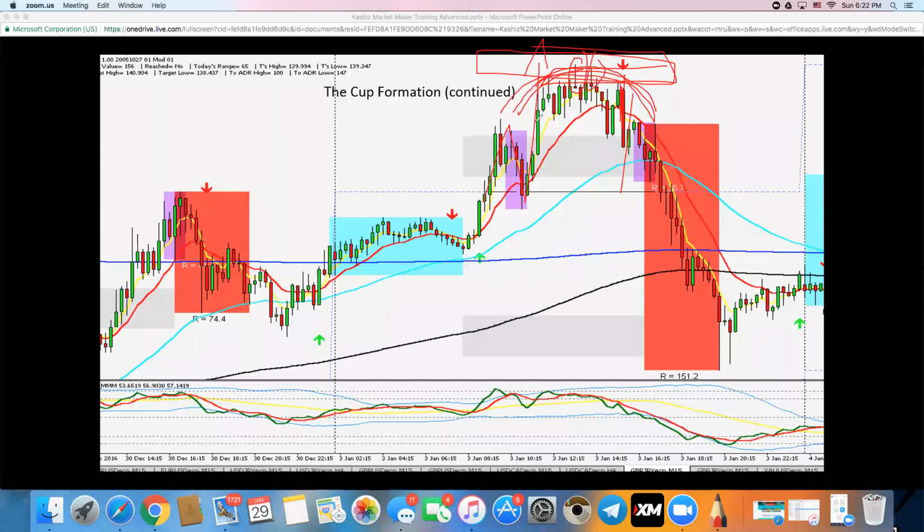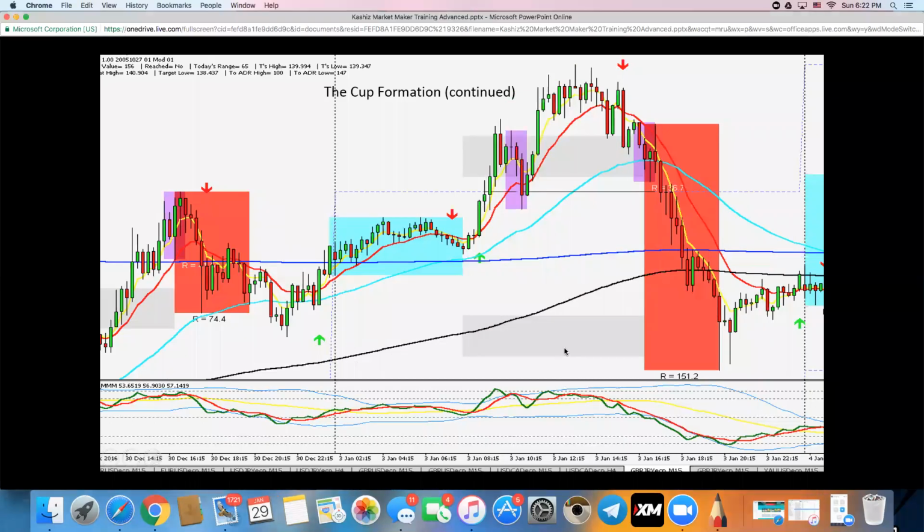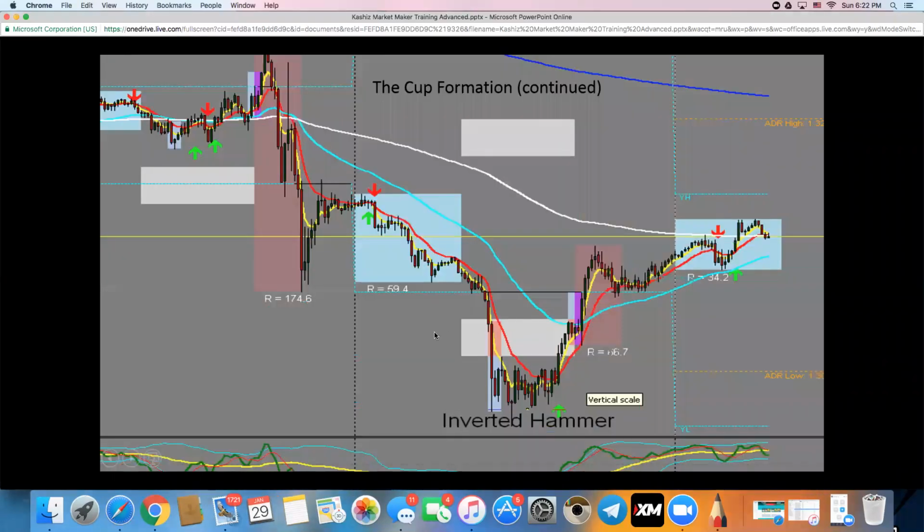I'm showing the cups and the formations right now. This is a cup formation right here. Beautiful right there. Next one. Cup formation, another one right here. Buried a monster move.